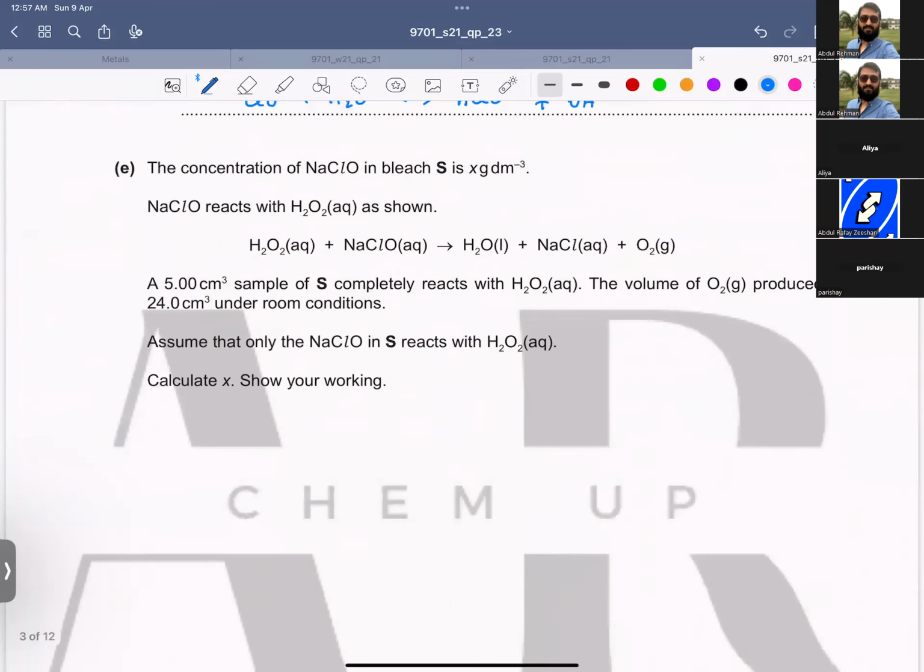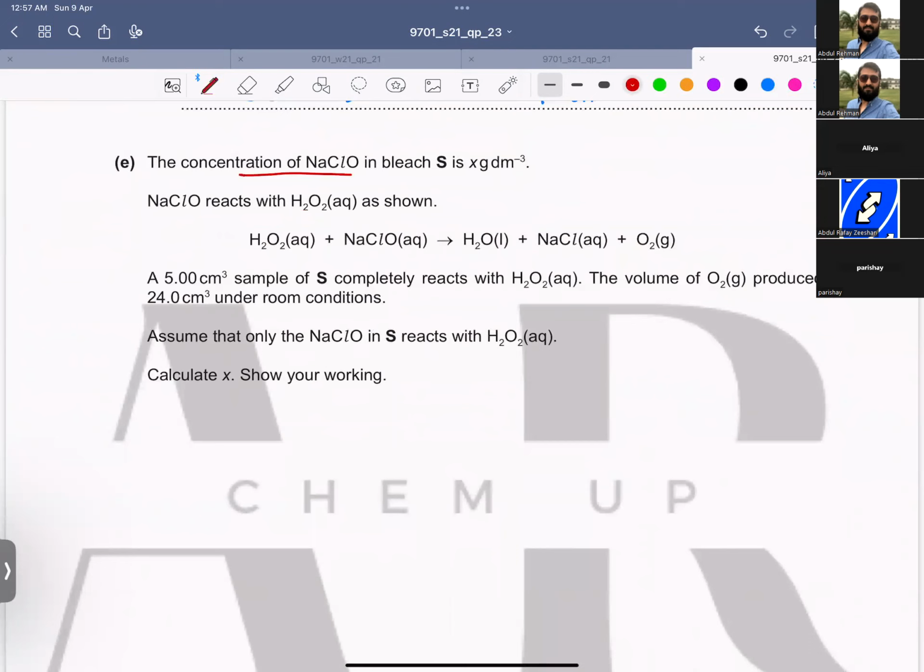Okay. Now, the concentration of NaClO in bleach S is x gram per dm cube. NaClO reacts with H2O2 as shown. We have an equation. Now a 5 centimeter cube sample of S completely reacts with H2O2. The volume of oxygen produced is 24 centimeter cube at room temperature. Assume that only the NaClO in S reacts with H2O2. Now you have to calculate the value of x.